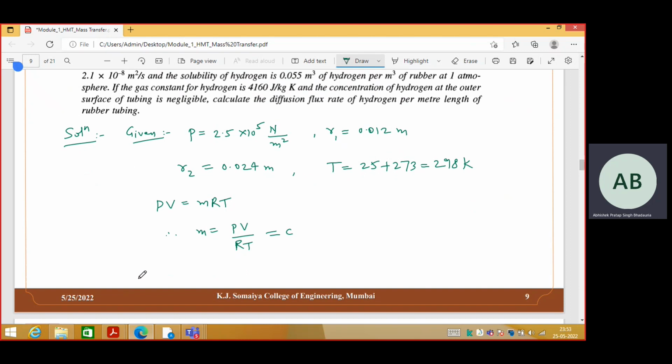So we know the value of P. The value is 2.5 into 10 to the power 5. So we'll put the values. The gas constant value is given in the problem as 4160 joule per kg Kelvin. This is given in the problem itself. Now we put the value of V. Just put all these values and then we will be able to calculate this.